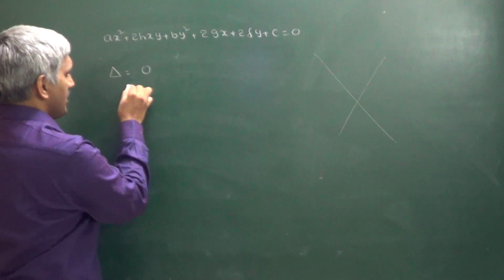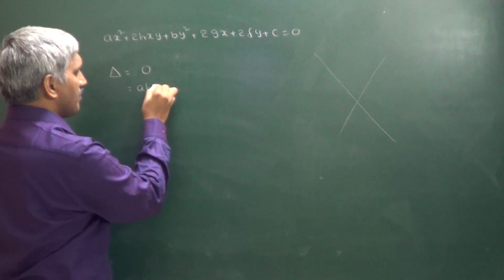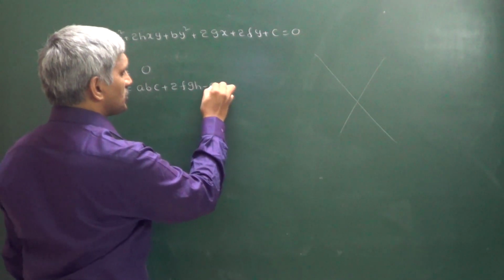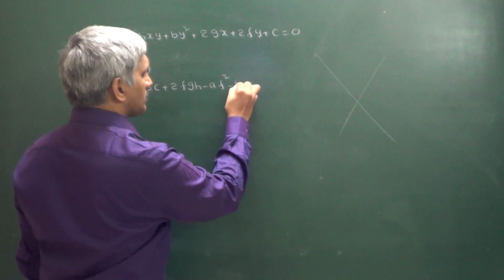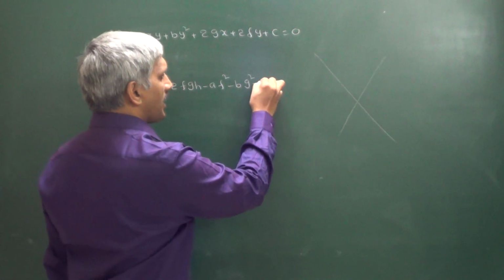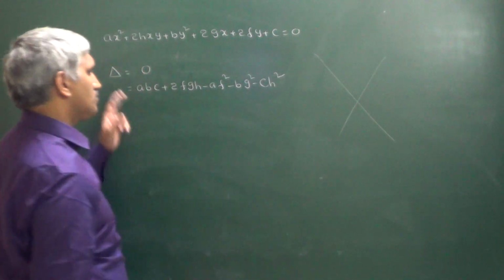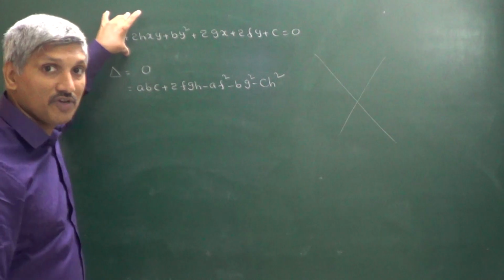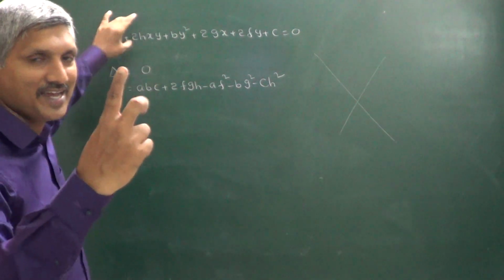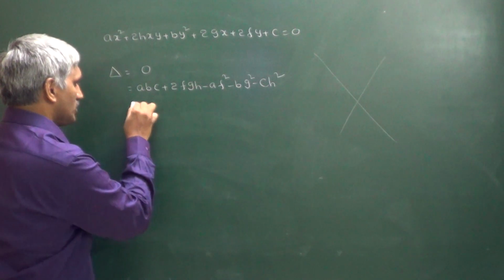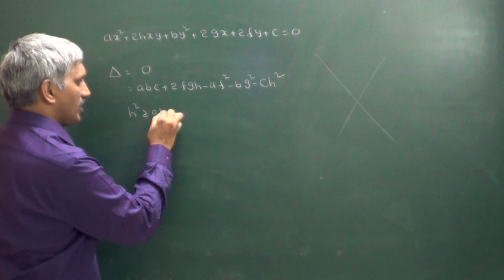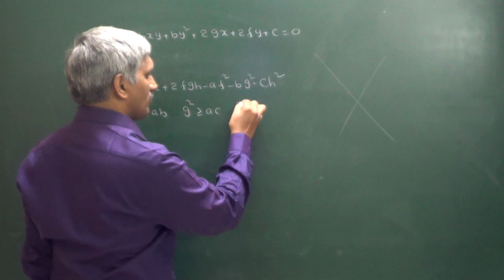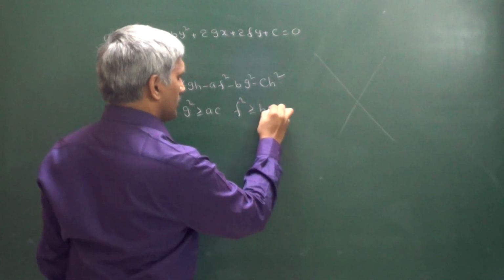What is delta? Delta is nothing but abc plus 2fgh minus af square minus bg square minus ch square, which must be equal to 0. Under the condition delta is equal to 0, this equation represents two straight lines. At the same time, h square greater than or equal to ab, g square greater than or equal to ac, f square greater than or equal to bc.